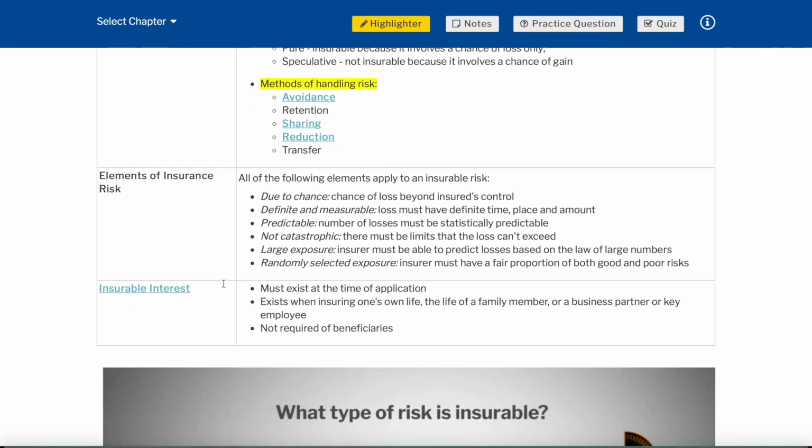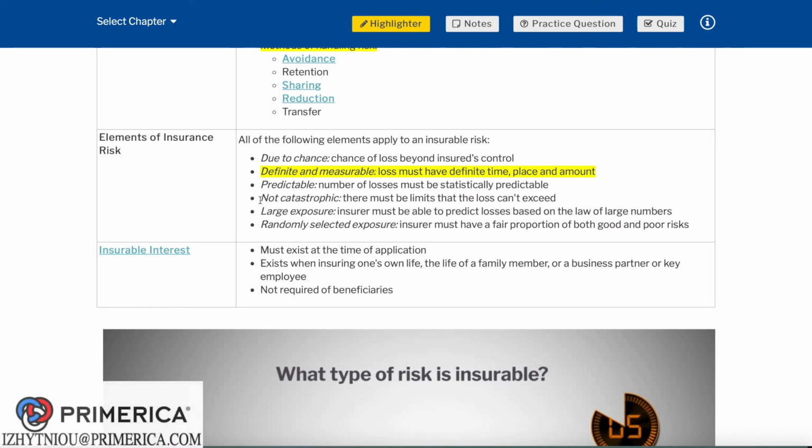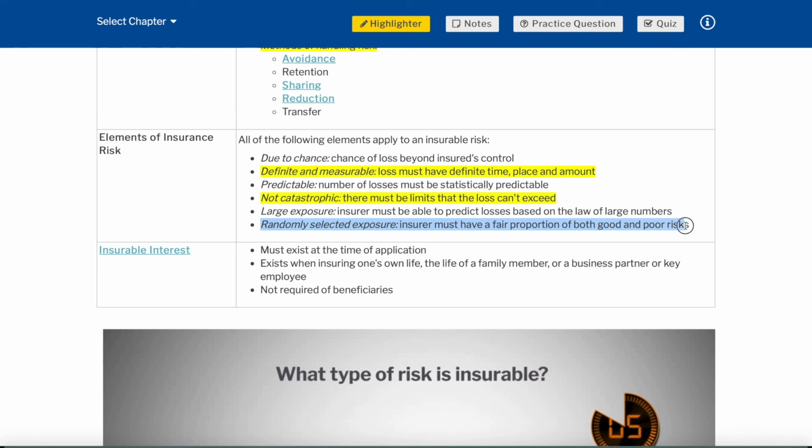Elements of insurance risk. All of the following elements apply to an insurable risk. Due to chance of loss beyond insured's control. Definite and measurable. Loss must have definite time, place, and amount. Predictable. Number of losses must be statistically predictable, not catastrophic. There must be limits that the loss can't exceed. Large exposure. Insurer must be able to predict losses based on the law of large numbers. Randomly selected exposure. Insurer must have a fair proportion of both good and poor risks.